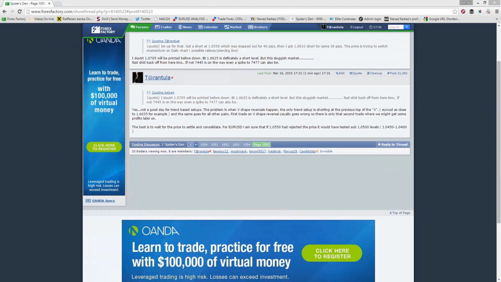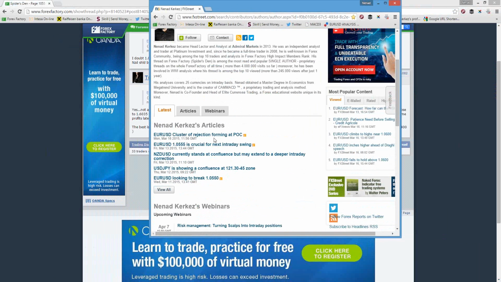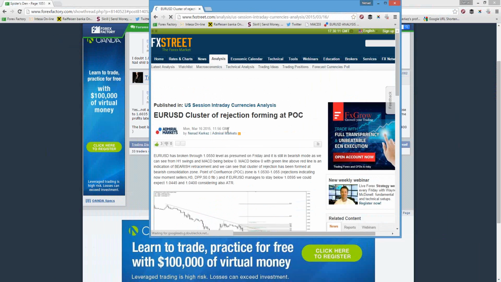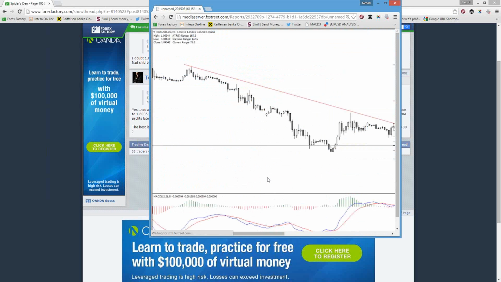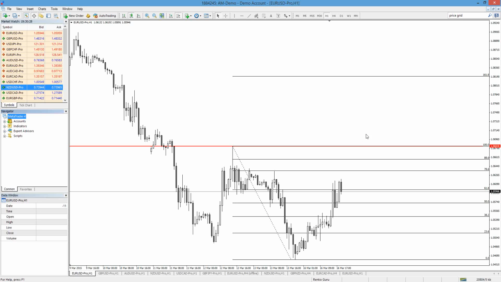And I will show you now the screen. Just let me switch the screen. Okay, it doesn't matter, we can use this screen. So look at this cluster of rejection forming at POC. This was my analysis, and unfortunately, it didn't happen from this point. It was up. And that is the thing, guys, when you want to deal with V-shaped reversals. They are very, very dangerous.